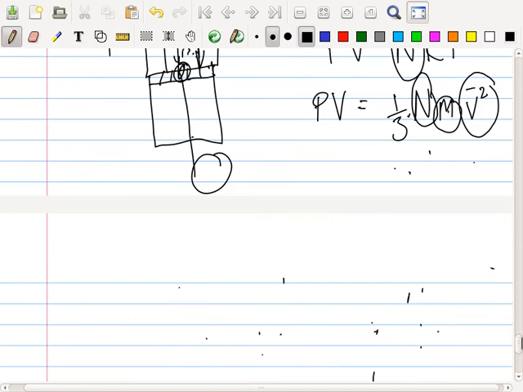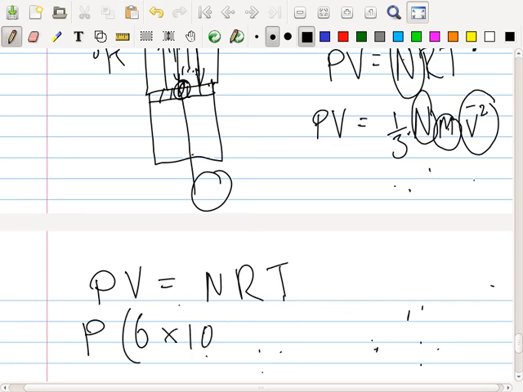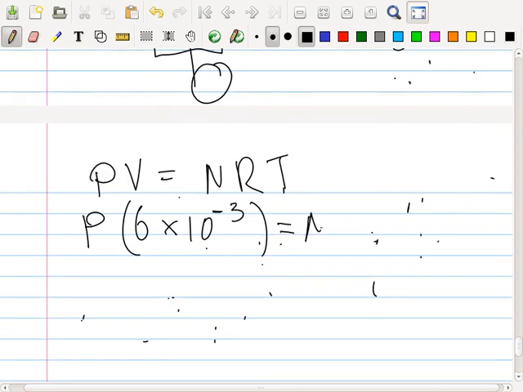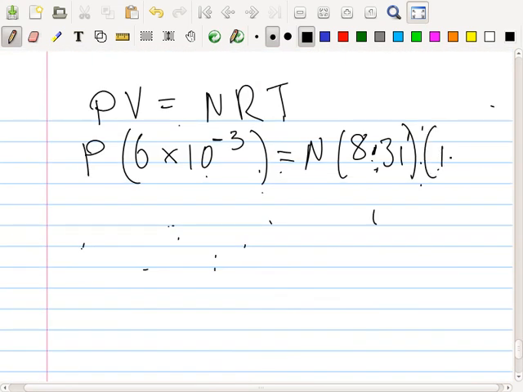Alright, so I have P, which I don't know, times V equals nRT. V is 6 times 10 to the minus 3 equals n times 8.31 times, what did Xingdong say? 1027. Okay, so I can say P over n. So Albert, can you type this in, please?